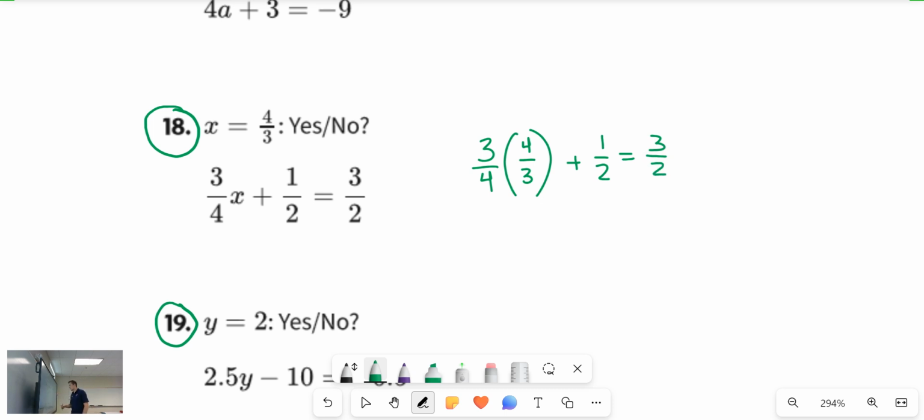All right, so let's see what we can do here. Well, 3/4 times 4/3. Well, we know when we multiply, this is going to become 12 on the top and 12 on the bottom. So when we do this portion, we get 12 divided by 12. Then we're left with plus 1/2 equals 3/2.